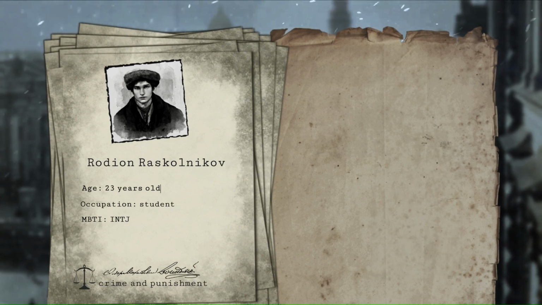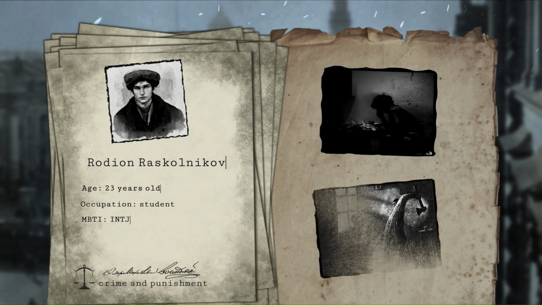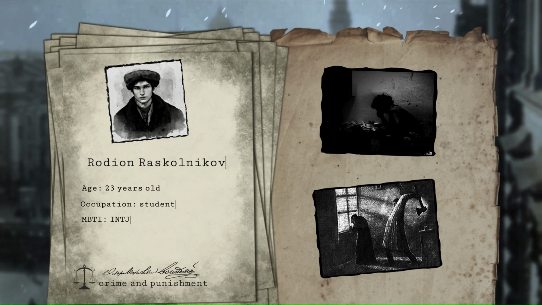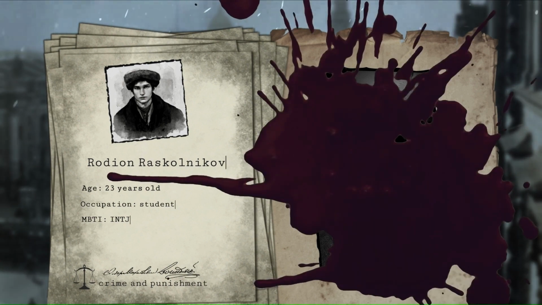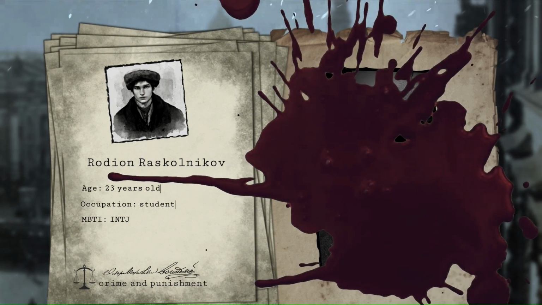He has sold all his valuables to an elderly pawnbroker. Increasingly desperate, he resolves on killing the pawnbroker and robbing her in cold blood.